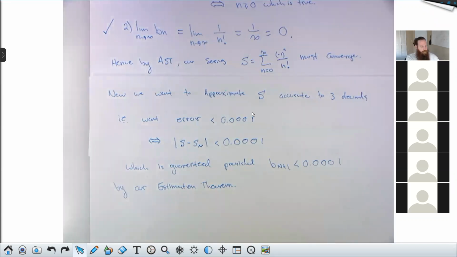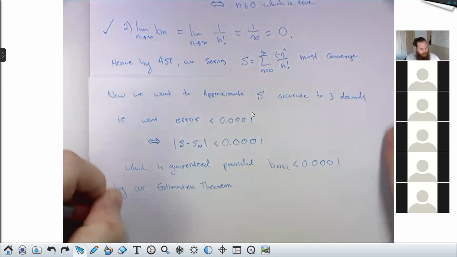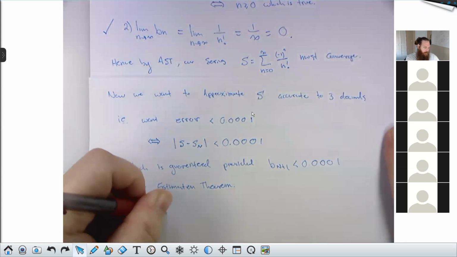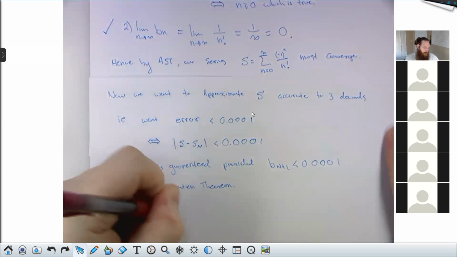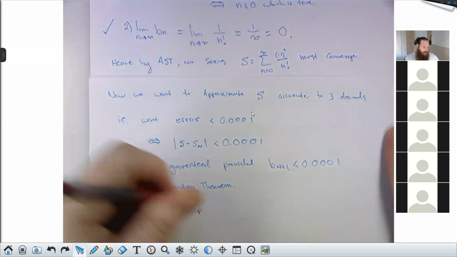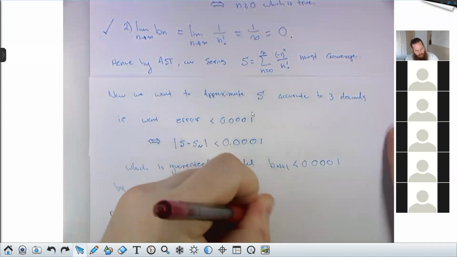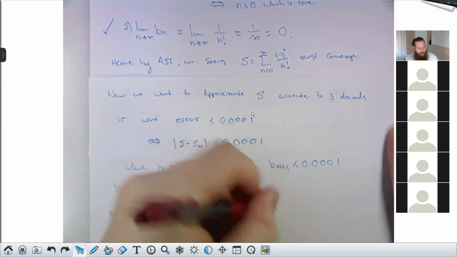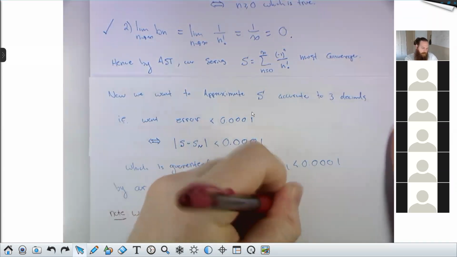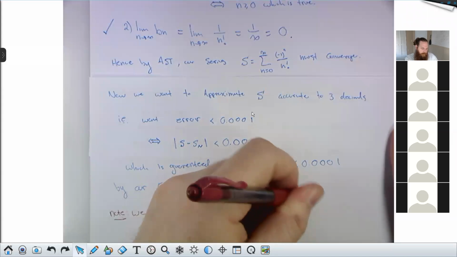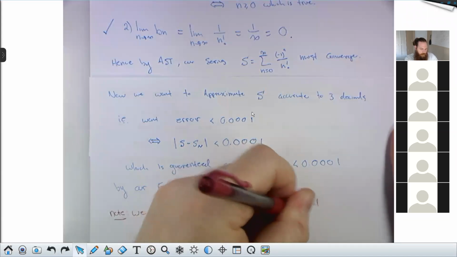Maybe we should make a note of that. We always end up solving the inequality B sub n plus 1 is less than the specified error.